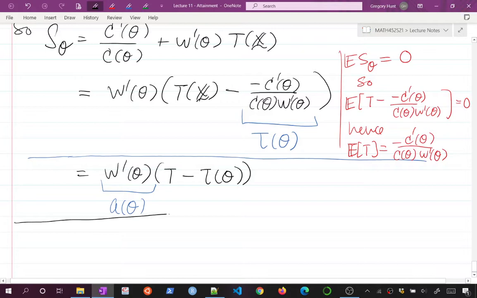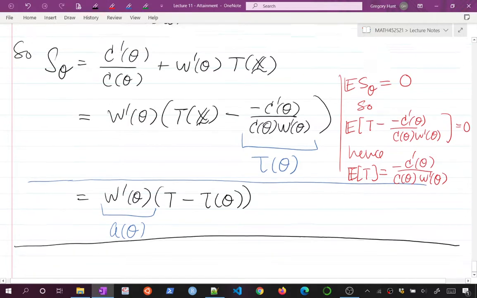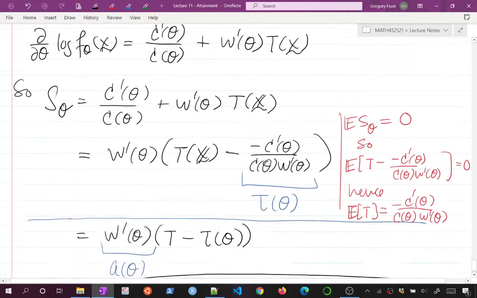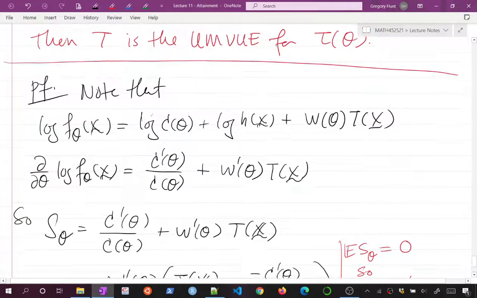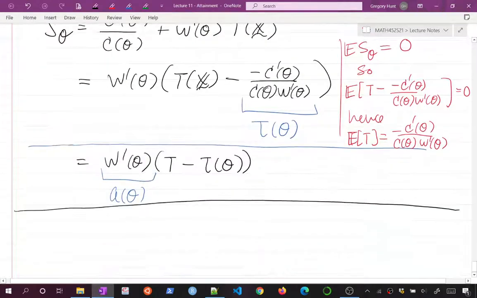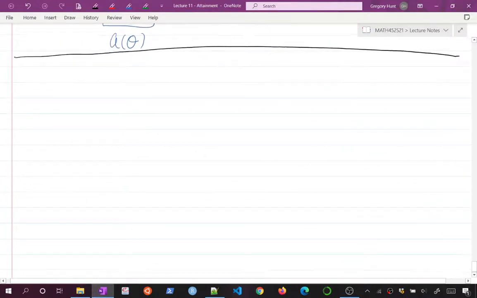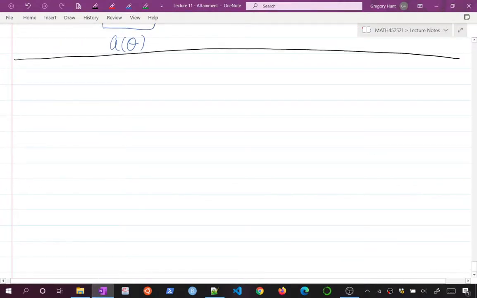If you wanted to do this more methodically, you would stop with this blue line here and say, okay, S is this. Therefore, the expected value of T is this mess. We're calling that tau of theta, and so we can do the factorization. So we're good. That is it on the Cramer-Rao lower bounds. If you hated that, that's pretty much it.